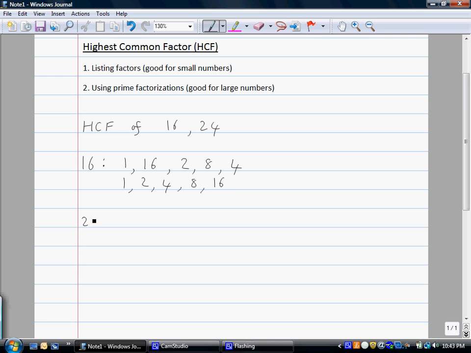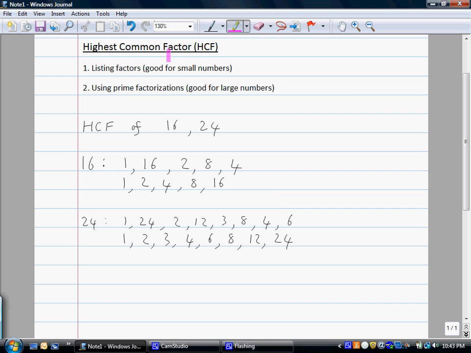Okay, do the same with 24. 1 times 24, 2 times 12, 3 times 8, 4 times 6, and 5 isn't a factor. And then I get back to the next one, 6. I've already got that, so I've got the lot. Write them in order: 1, 2, 3, 4, 6, 8, 12, 24. Okay, so I've got all the factors of 16, all the factors of 24.